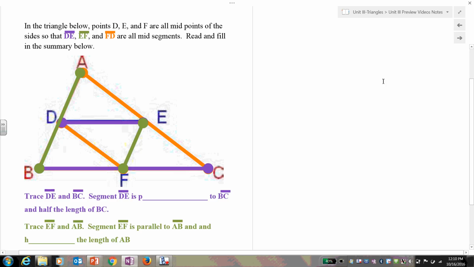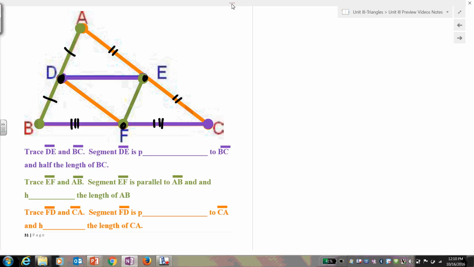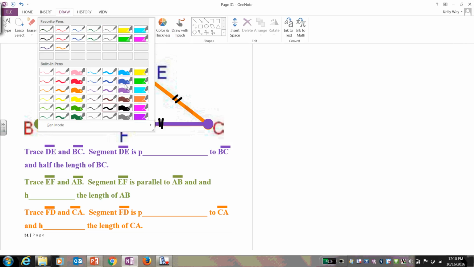In the triangle below, D, E, and F are all midpoints. So D is the midpoint here, darken it, put hatch marks. E is the midpoint here, darken it, we're going to put hatch marks. F is the midpoint here, darken it, we're putting hatch marks. So that DE, EF, and FD are all mid-segments. We're going to read and fill out the summary below. Ready? Let's fill this out together.